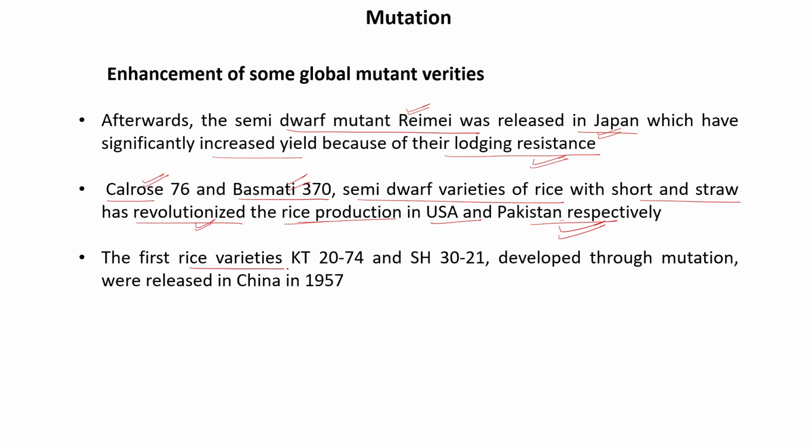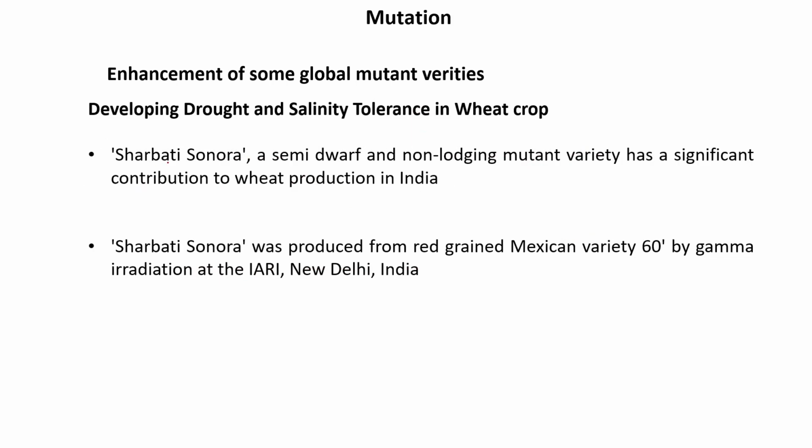The first rice varieties developed through mutation, that is KT 2074 and SH 3021, were released in China in 1957. Now, developing drought and salinity tolerance in the wheat crop. Now we will talk about some of the mutant varieties of the wheat crop. Sharbati Sonora, a semi-dwarf non-lodging mutant variety, has made a significant contribution to wheat production in India. This is one of the very famous mutant varieties of India.